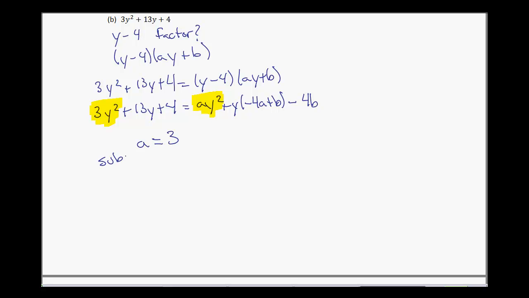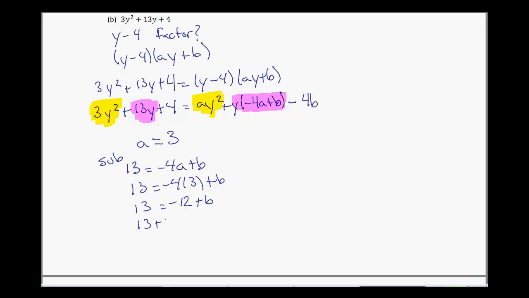So we want to substitute. We'll sub the fact that our 13 should equal our minus 4a plus our b. So 13 equals minus 4a plus b. Subbing in for a, we get 13 equals minus 4 times 3 plus b. 13 equals minus 12 plus b. And solving for b, we get 13 plus 12 equals b. And 25 equals b as our solution for b.